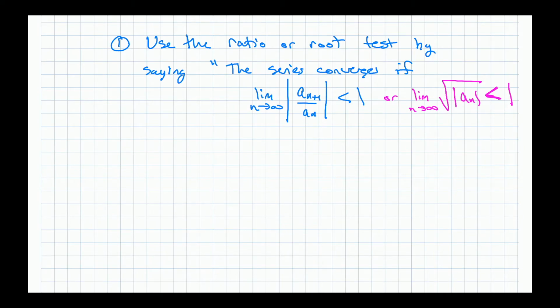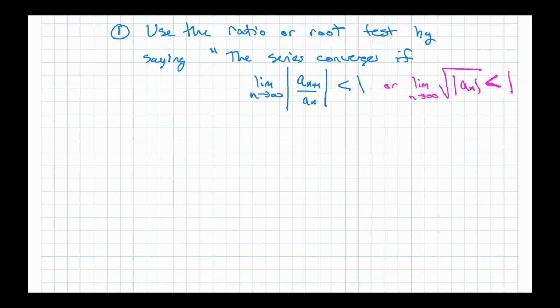The less than 1 is because remember that the ratio and root tests say that you calculate a limit, and if the limit is less than 1, the series converges, and if the limit is greater than 1, then the series diverges. So less than 1 converges, greater than 1 diverges, equals 1 inconclusive. I'm going to write that in a minute, but that's why we're doing what I wrote.